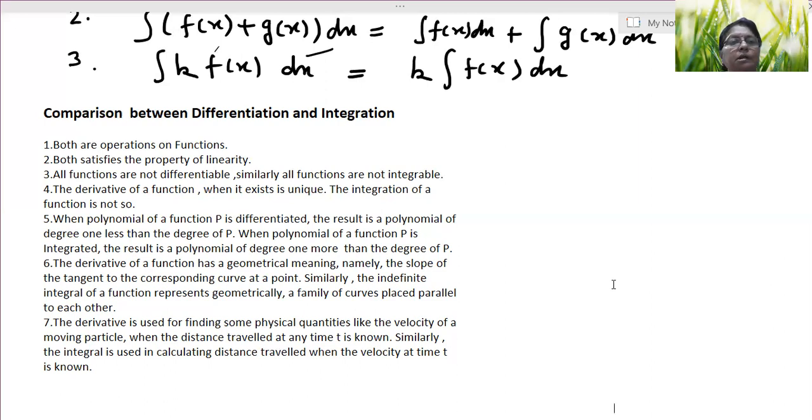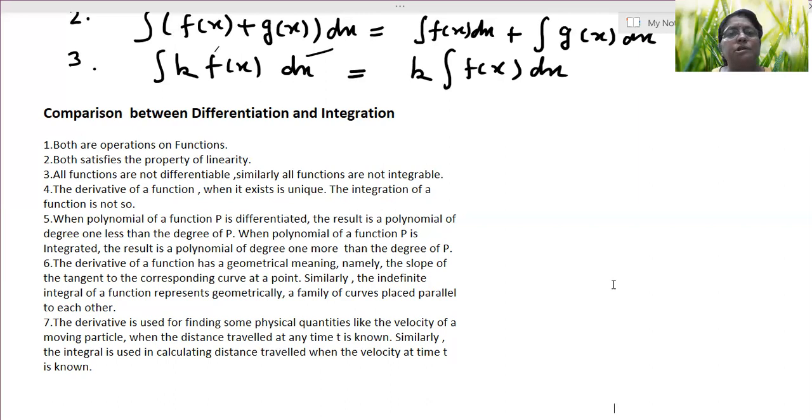Now the next property: when a polynomial function p is differentiated, the result is a polynomial of degree 1 less than the degree of function p. So बच्चों, when you differentiate x square, you get 2x. When you differentiate x cube, what do you get? 3x square. So in these examples you can see that when you differentiate a function, the degree is always 1 less than the degree of the function.